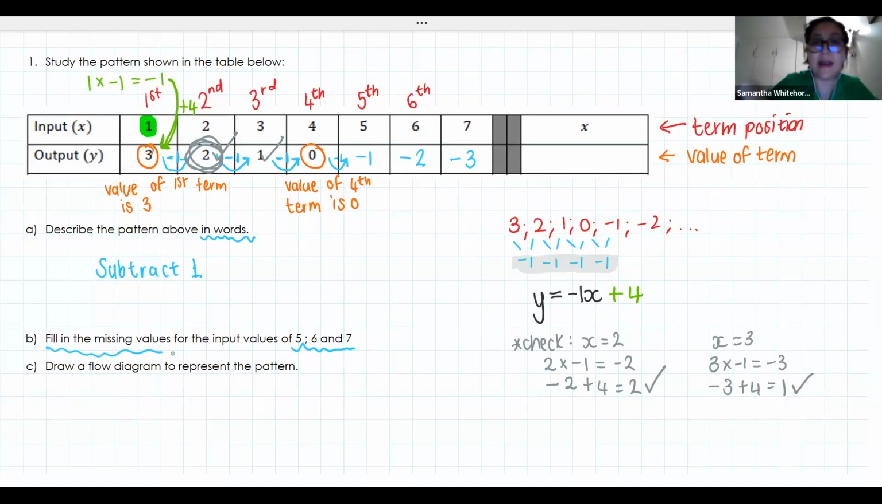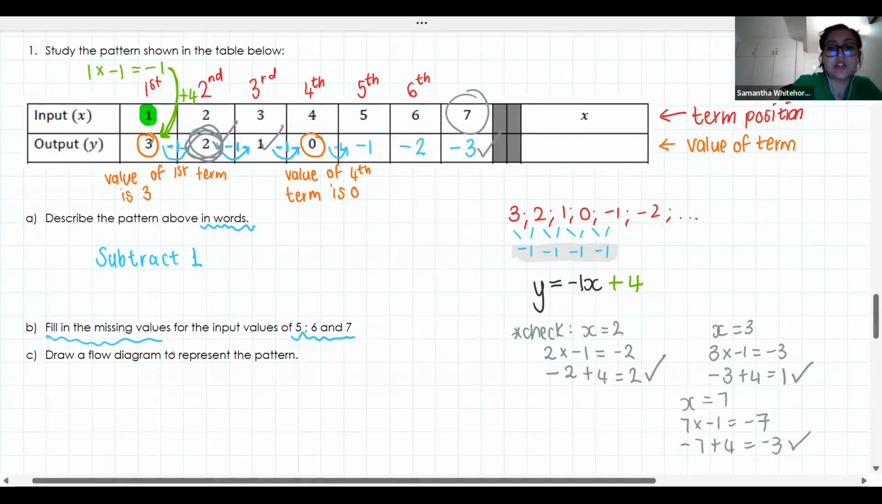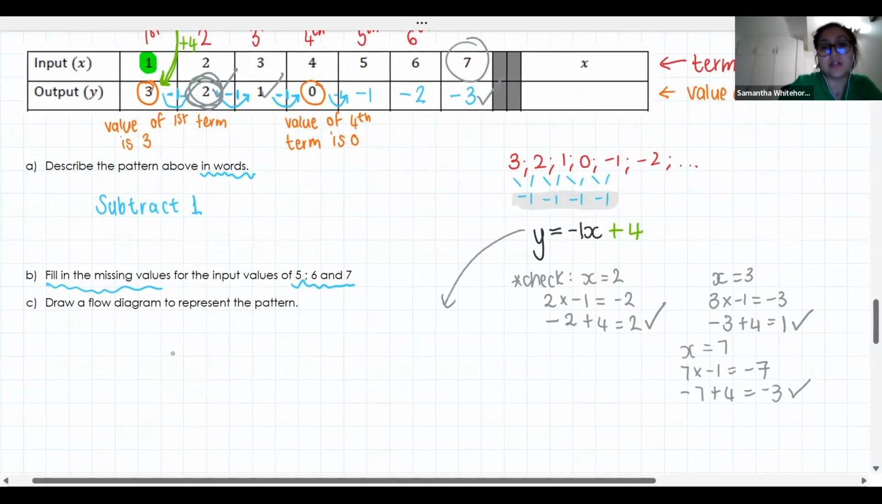So if we just take a random one, if we took 7 and we said x equals 7, 7 times -1 is -7. -7 plus 4 is -3. That is correct. So by looking at my input and how I get from the input to the output, I have found a rule. So now we can take this rule and we can translate it to a flow diagram. We'll get there in the end.